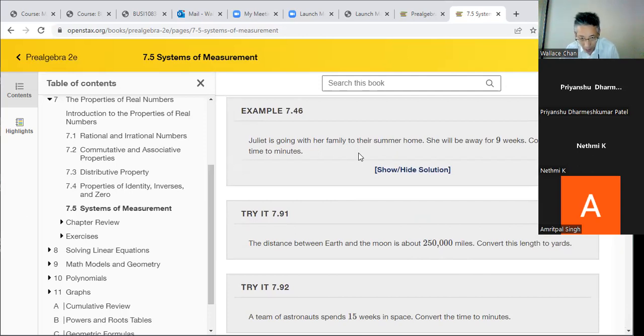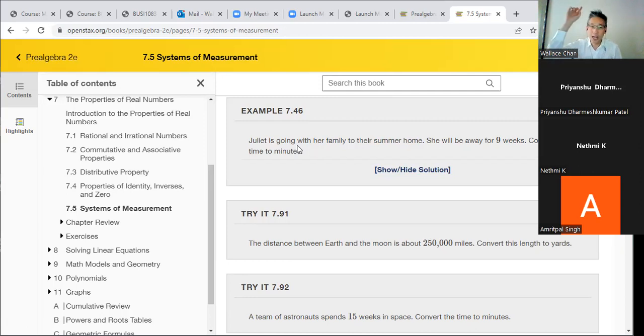Juliet is going to their summer home with her family. She'll be away for 9 weeks. Convert the time to minutes. Okay, now this is actually not difficult, it's just a little bit annoying. So 1 week, we have 7 days. If you have 9 weeks, 9 times 7 would be 63 days.